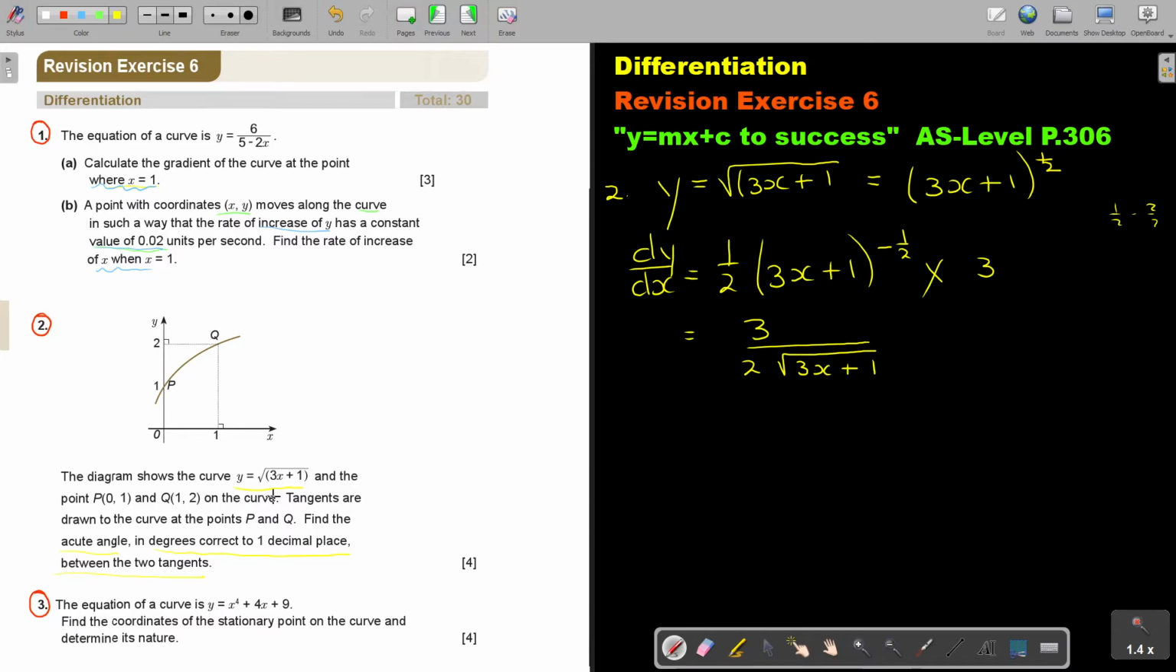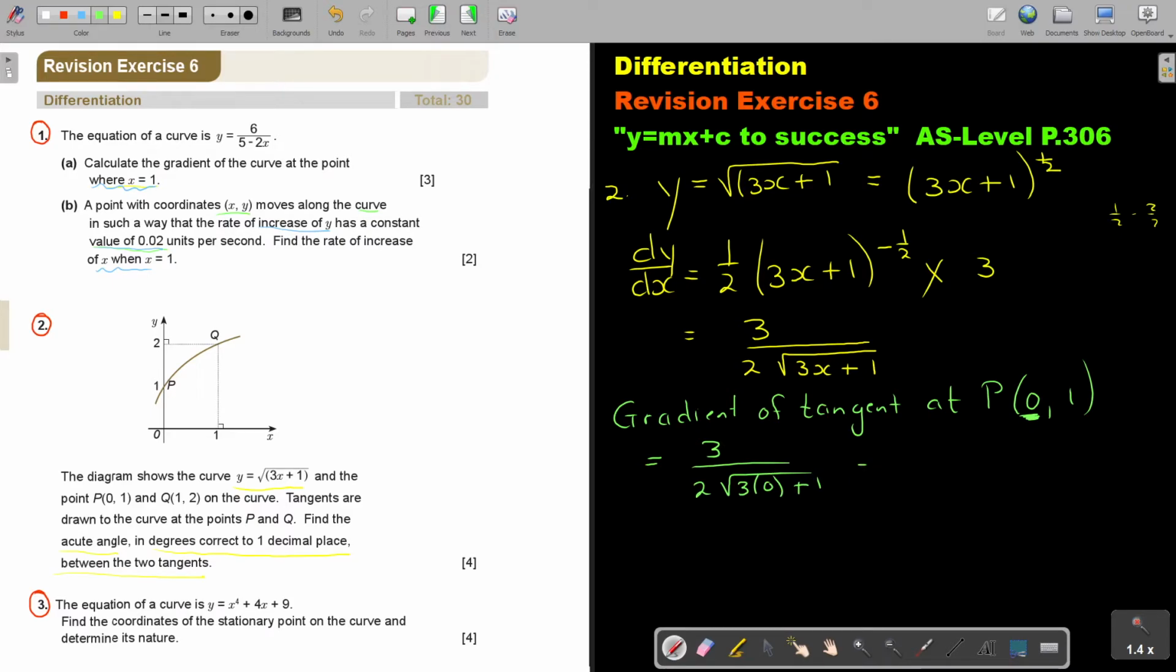Now I'm going to start, and let's do the first one. Gradient of tangent at P, 0 and 1. So what's the x value? It's 0. So I'm going to say that is going to be equal to 3 over 2, and in the place of x, I'm going to put a 0.